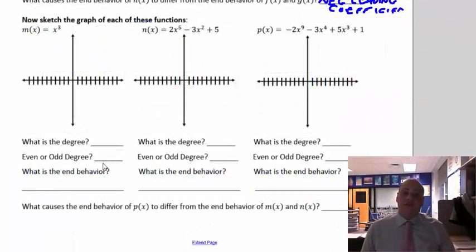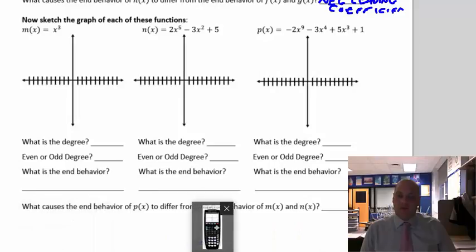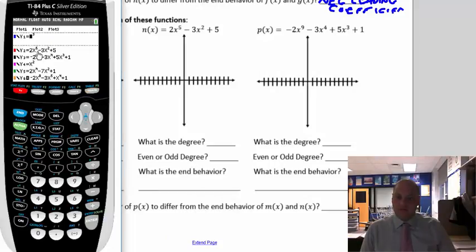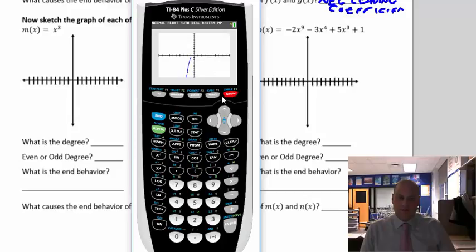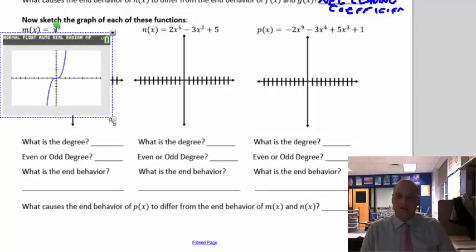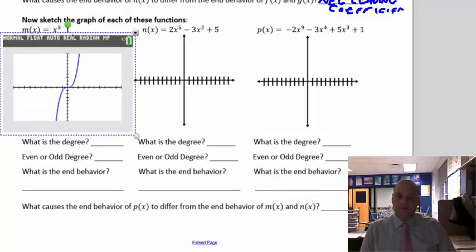All right, now sketch the graph of each of these functions. So we have x to the third, 2x to the fifth, and negative 2x to the ninth. So we're going to bring up those. So we want x to the third. Turn that one on, and I got to go down here and turn this one off. There we go. So this is x to the third right here. Okay, so there's x to the third.